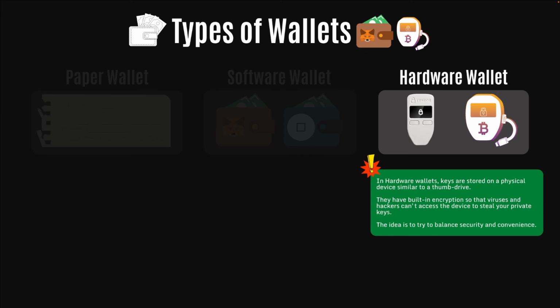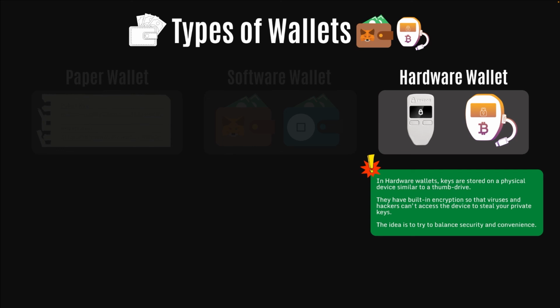And finally, we have hardware wallets. Hardware wallets are a good balance between security and convenience. So a hardware wallet is more like a physical device. It looks a little bit like a flash drive, and it has built-in encryption so that viruses and hackers can't access the device or steal your private keys. So this is probably the best method that you can use to stay safe while still being able to do daily transactions in crypto.